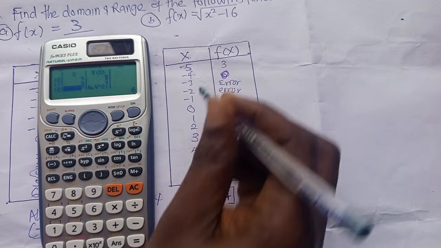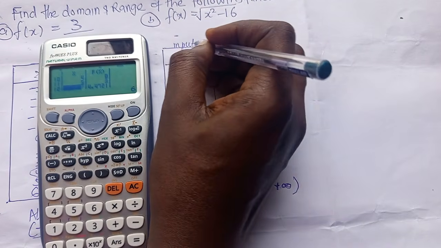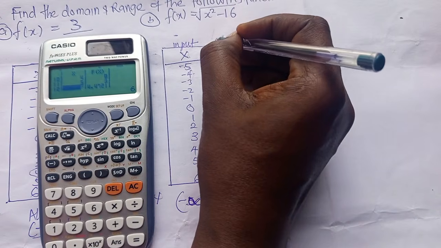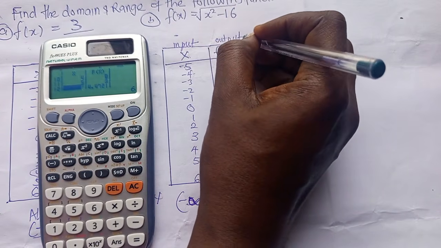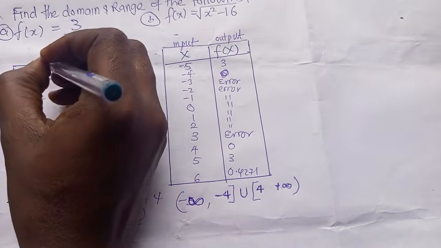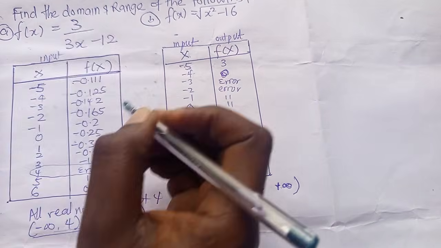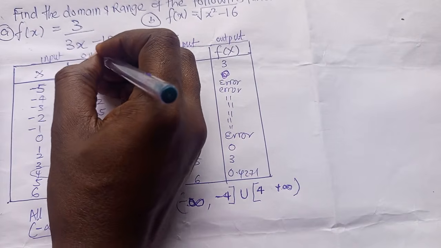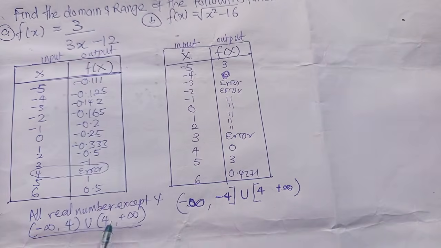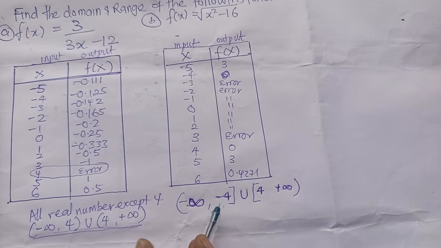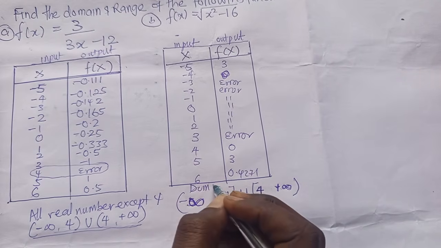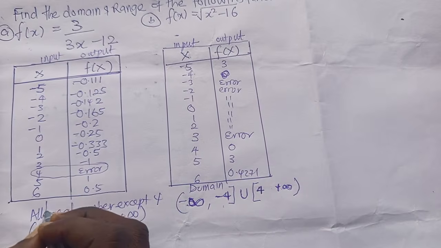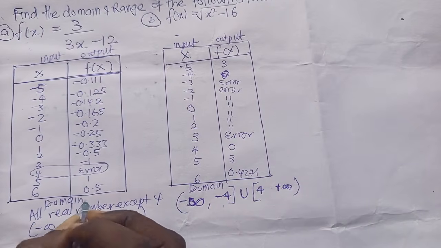Don't forget that this is the input value and this is the output value. The input for this one also, and this is also the output value. So in this case, we have gotten the domain for the two of them. The domain is this, and this is also the domain. Now let us find the range.